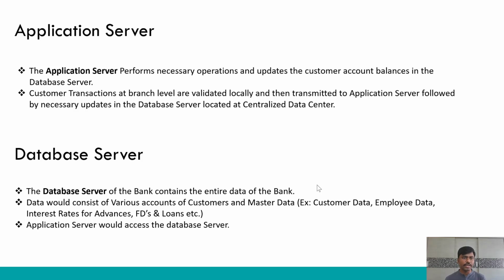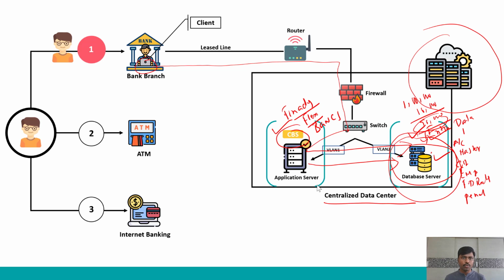And the second point: customer transactions at a branch level are validated locally and then transmitted to the application server, followed by necessary updates in the database server. I already told you this, right? When the customer visits the bank branch, the basic validation is done, whether the account exists or not, whether he is the authorized person or not, and whether sufficient balance is there or not. After that, the request goes to the application server and then finally to the database server.